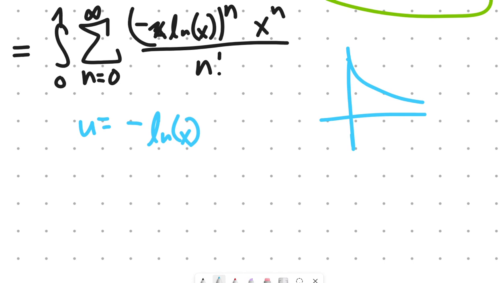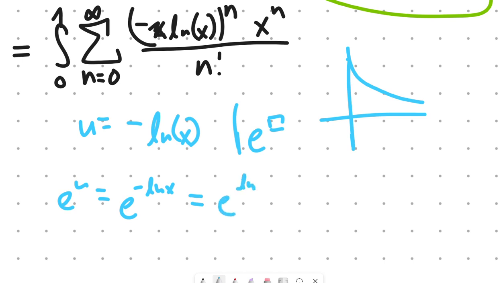That's why I'm going to use ln of x as the substitution, because we can do e to the both sides. So we will have e to the u equaling e to the negative ln x, which is just equal to e to the ln x to the negative 1. So we'll cancel these two and we'll just get x to the negative 1.